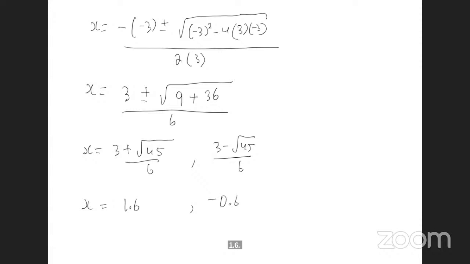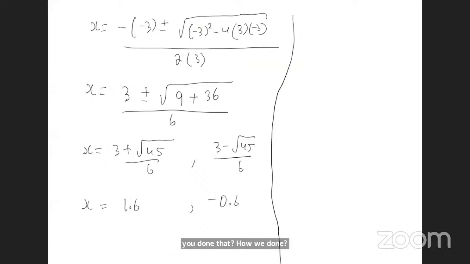-0.6. So those are your two x values. Are we done there? Do you stop when you get the x values alone? Right, so you have to find the y value, right? What was equation 2 again? Y is equal to x plus 4.